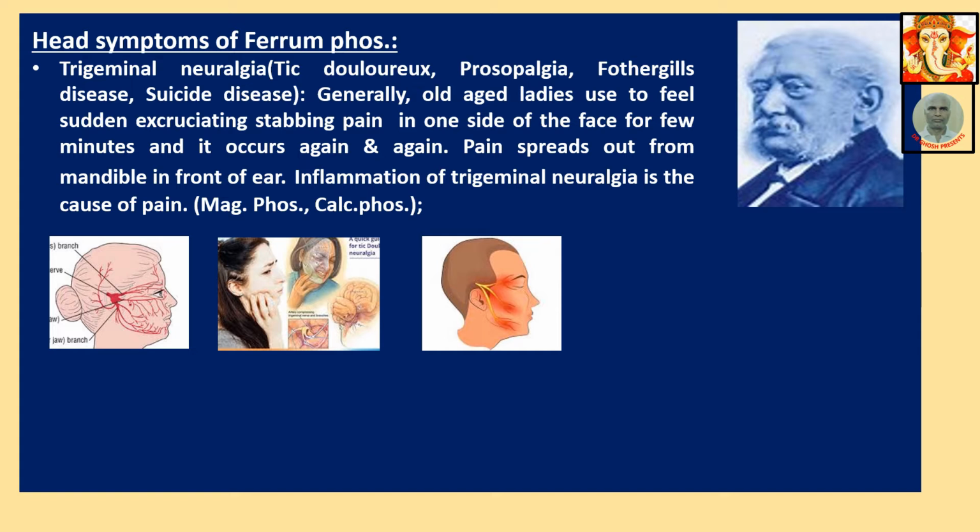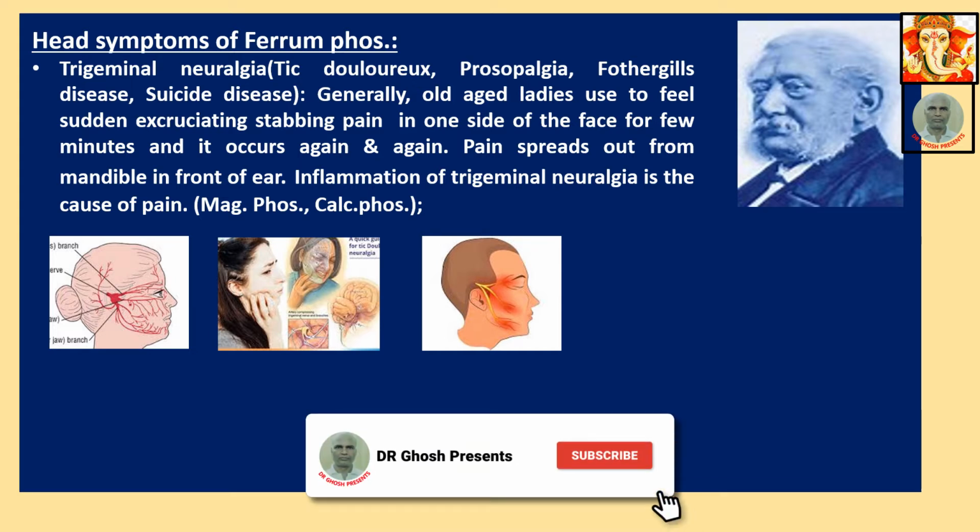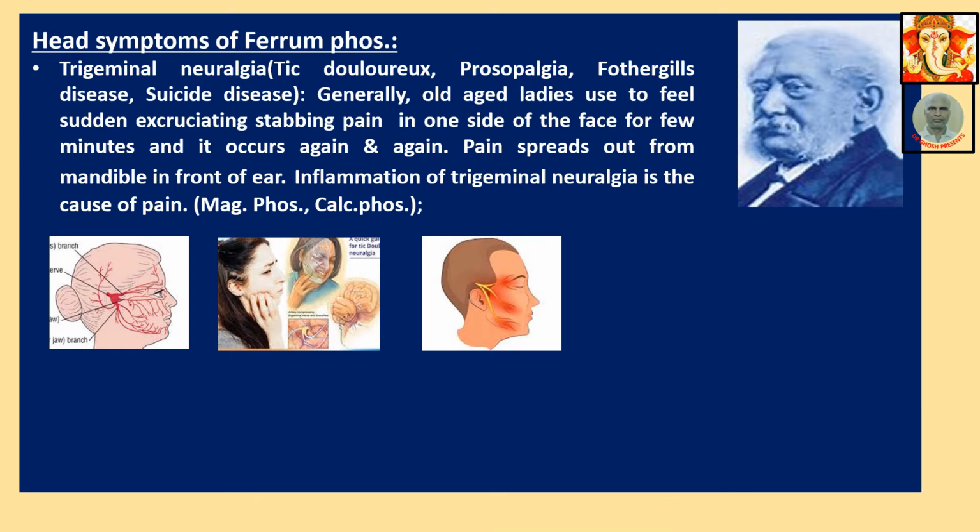Pain spreads out from the mandible in front of the ear. Inflammation of the trigeminal nerve is the cause of pain. Actually, this pain is caused by inflammation of the particular nerve. Ferrum phos and calcarea also help in this disease. Now, let us explain these images. See, this is the root of the trigeminal nerve. It is on both sides. It is a pair of nerves, right side, left side, and the pain occurs.